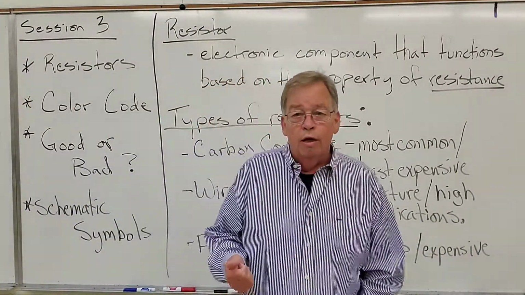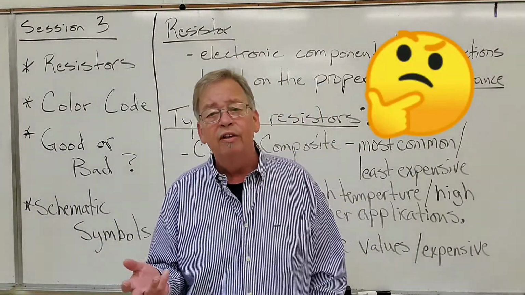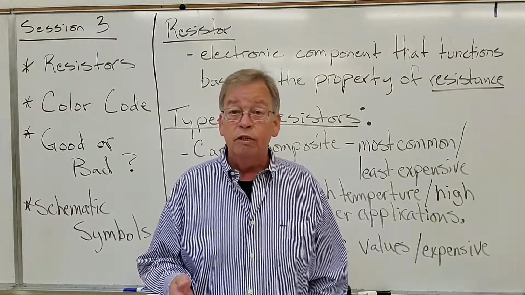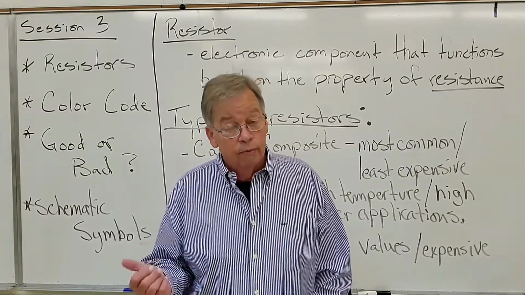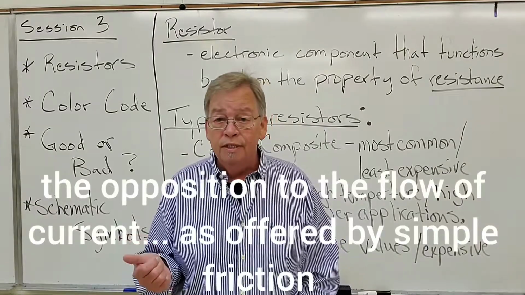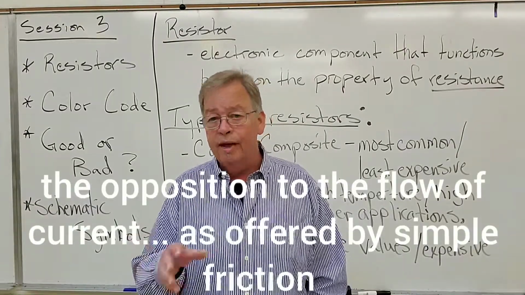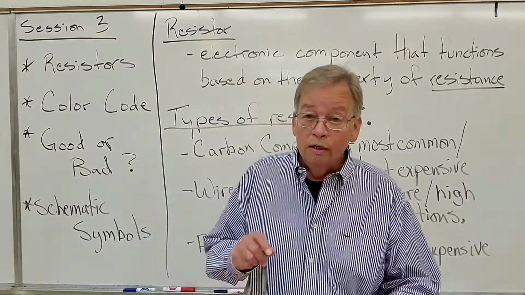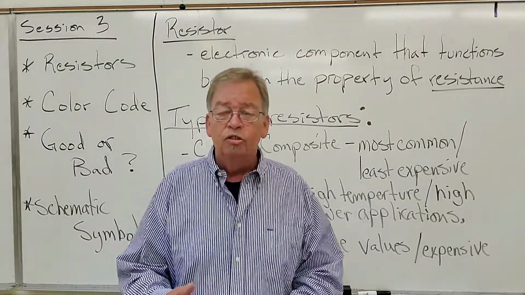So the resistor is what they call a passive component. It just kind of sits there in the circuit. It really doesn't do anything, but it's an electronic component that functions based on the property of resistance. Now, from last time, we learned that resistance is the opposition to the flow of current offered by a simple friction. That means there's stuff in the way that the electrons have to fight their way through to make it, and it slows these electrons down, so it limits current.